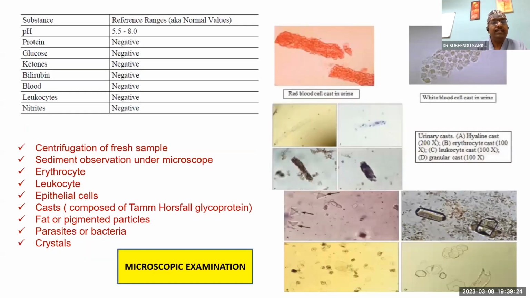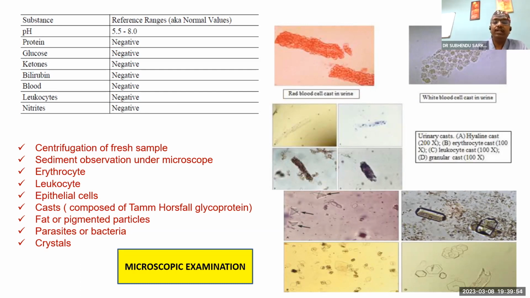Grossly, these are the substances: protein, glucose, ketone, bilirubin, which Chaitali has very nicely said. If we remember the physiology slides, these are all negative and should come in the report. For the microscopy examination, we have to go for centrifugation of the fresh sample. We have to identify if any sediment, erythrocyte, leukocyte, epithelial cell, cast, fat, parasites, bacteria, or crystals is present in the urine or not.